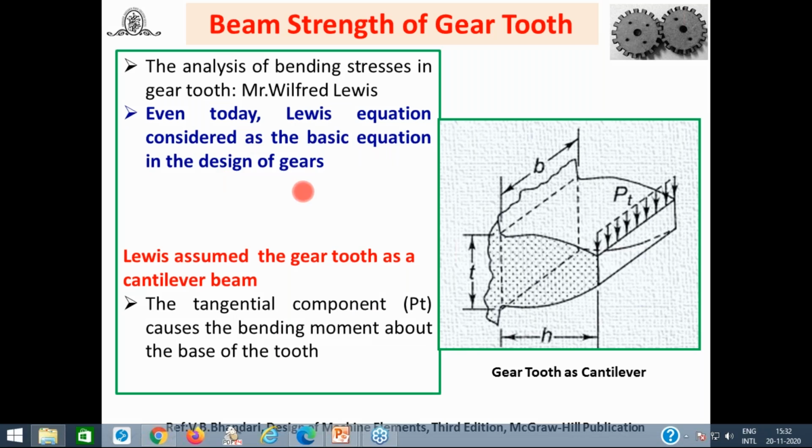In Lewis analysis, the gear tooth is considered as a cantilever beam. You can refer to this figure, where you will find the gear tooth considered as a cantilever beam by Mr. Lewis. This gear tooth is subjected to tangential force PT, which causes the bending moment about the base root and is uniformly distributed. B is the width or face width of the spur gear tooth.